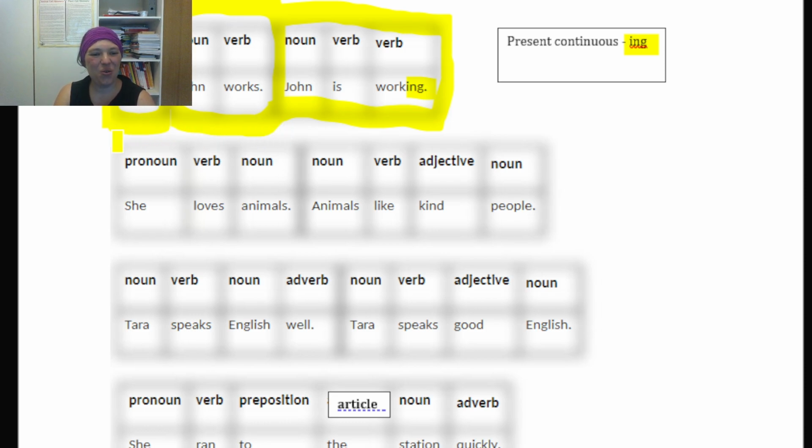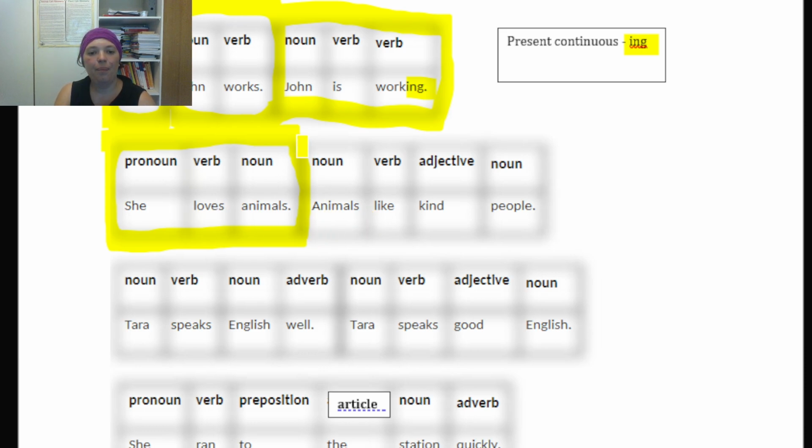Okay, so hier's nou nog 'n sin. We've got a pronoun, a verb and a noun. She loves animals. So she is a personal pronoun and animals is a common noun. And that's just in present tense. Daar's geen verlede tyd of iets daarby nie.